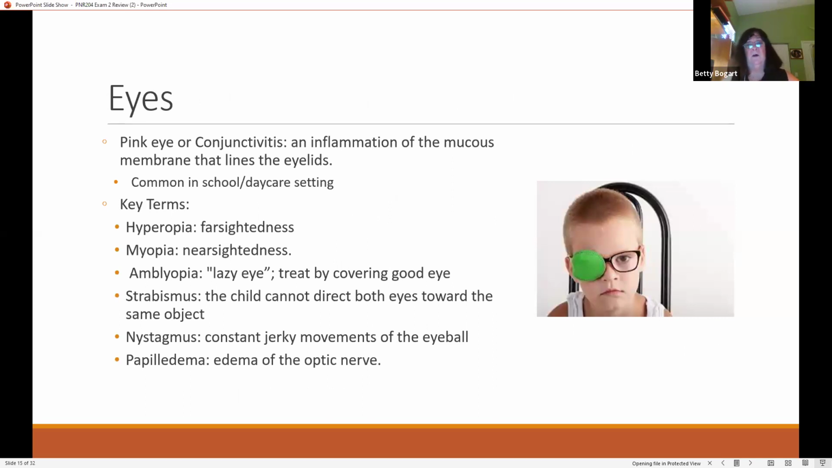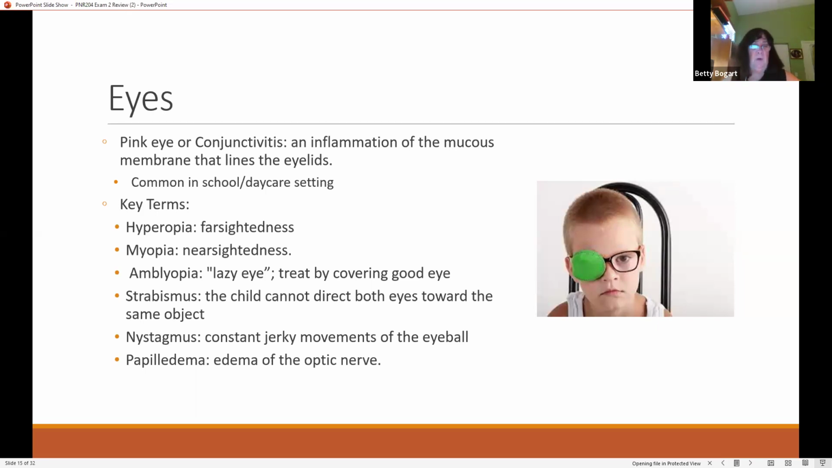Okay, eyes. Well, most common of everything, I think, is your pink eye or conjunctivitis. It is an infection of the mucous membrane in the eyelids. We know it's spread from child to child to child to child. It's just part of what they do. Hyperopia is when it's farsighted, which actually means you can't see near. Why they did it that way, I don't know. Myopia is nearsighted. I can't see far.